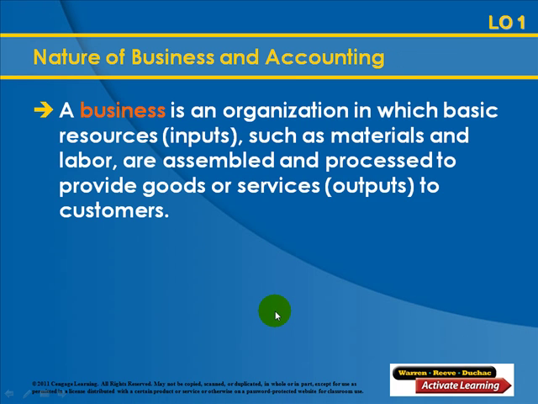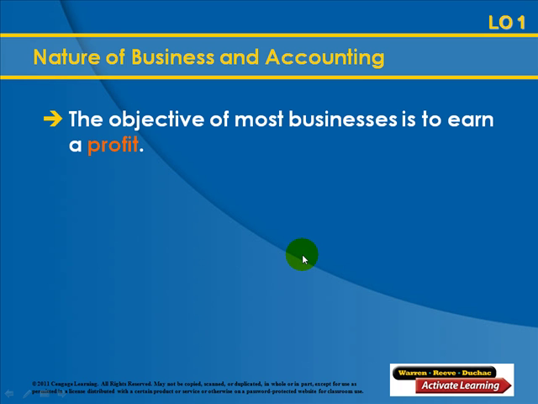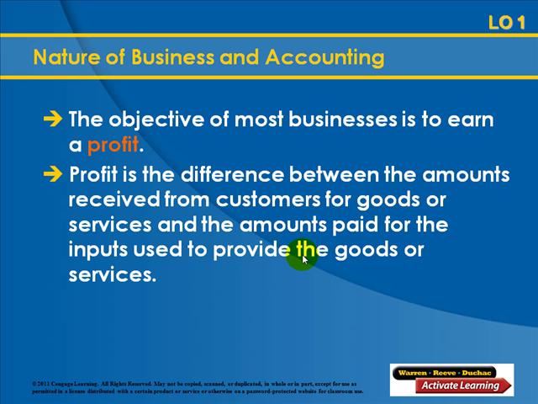A business is an organization in which basic resources, such as materials and labor, are assembled and processed to provide goods or services to customers. The resources are considered to be inputs. The goods and services are considered to be outputs. The objective of most businesses is to earn a profit. The profit is the difference between the amounts received from customers for goods or services and the amounts paid for the inputs used to provide the goods or services. So basically, revenue minus expenses equals net income, or the profit.